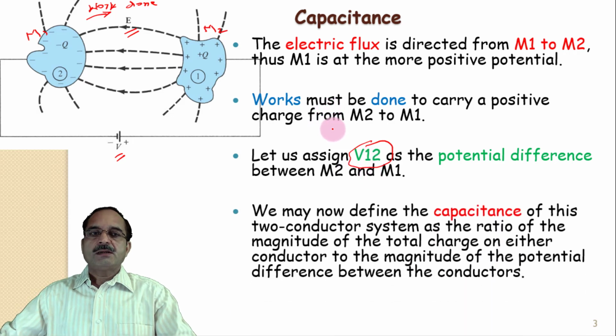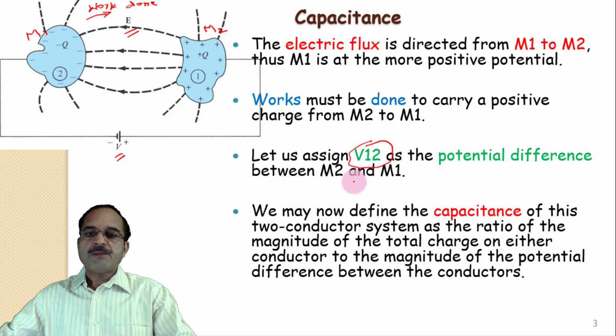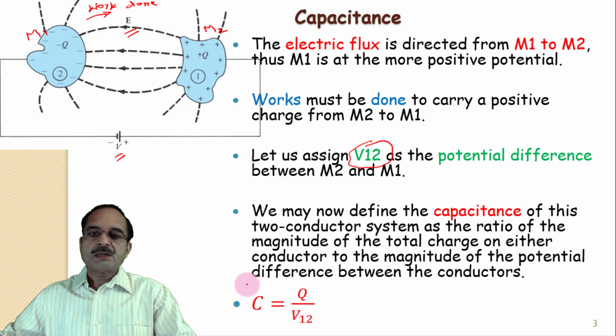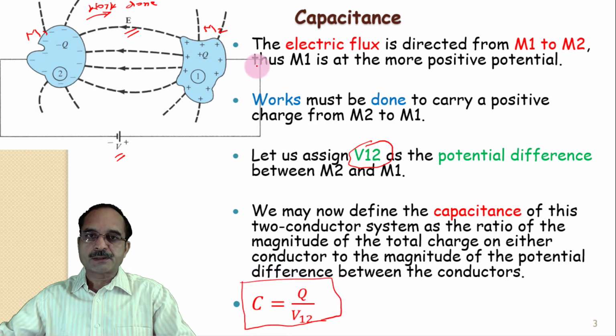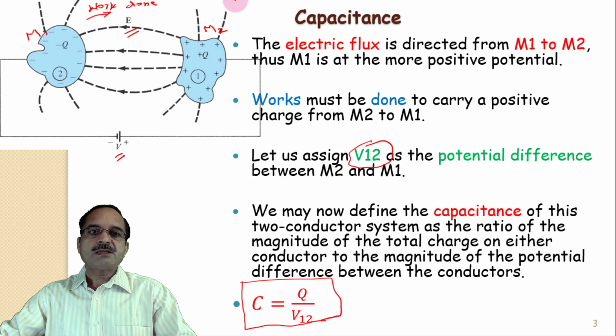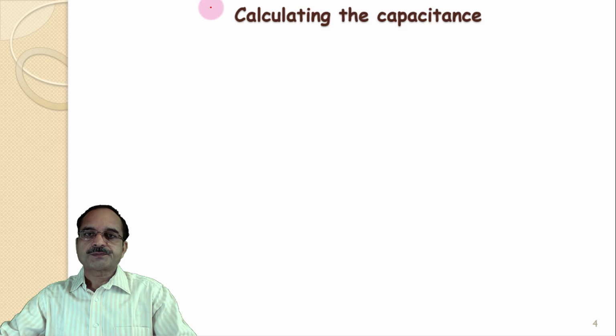So based on these assumptions, now we can define the capacitance of the two conductor system as the ratio of charge on either conductor to the magnitude of the potential difference between the two conductors. So this is the general definition of capacitance. Now for the given geometry of this capacitor, that means the shape and physical dimensions of these conductors, and for the given material, let us see how to find out the capacitance.